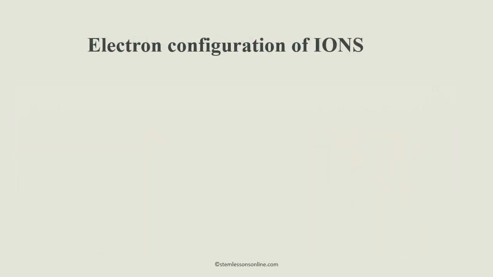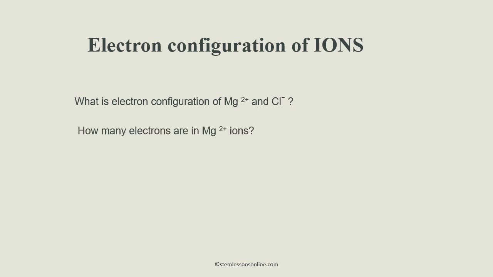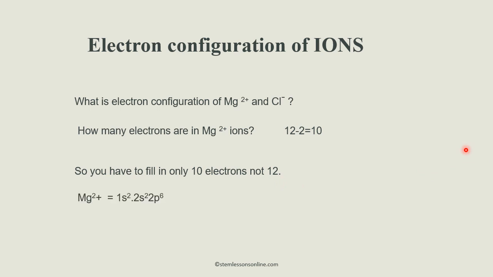So for the electron configuration of ions, let us practice. For magnesium, how to write, and for chlorine we already discussed. For positive ions and negative ions, we will follow the same method. What is the common feature that you observed in all these ion configurations? You see how many electrons are in magnesium 2+: 12 minus 2, 10. So you have to fill only 10 electrons, not 12. So we have 1s2, 2s2, 2p6. And now let's see chlorine.